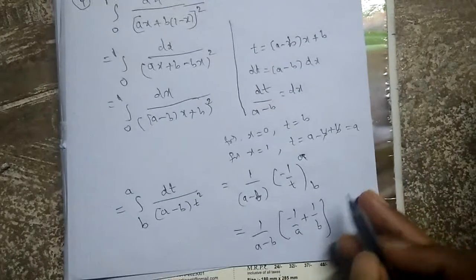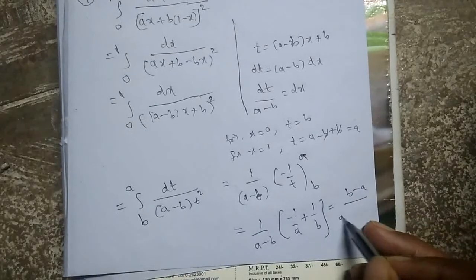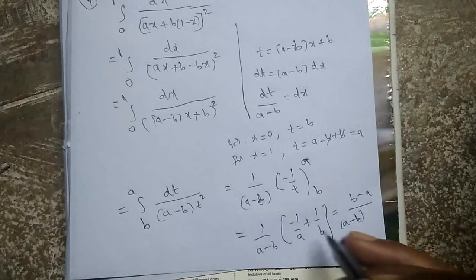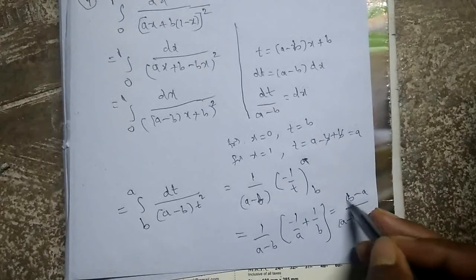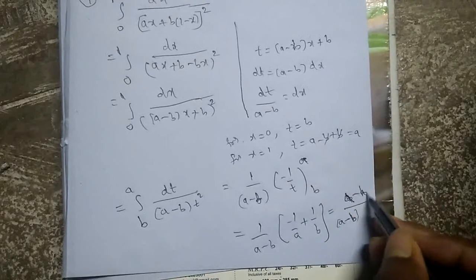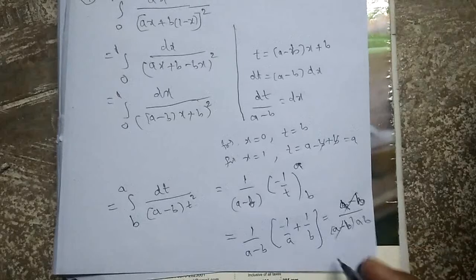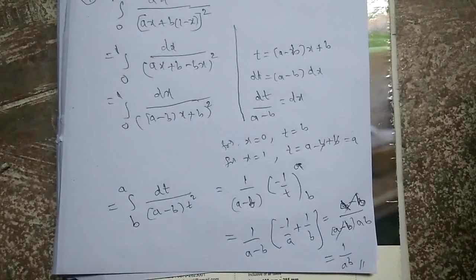Substitute the limits. This is b minus a by a minus b into ab. Sorry, this is a minus b by a minus b into ab. A minus b gets cancelled, that is 1 by ab is the final answer.